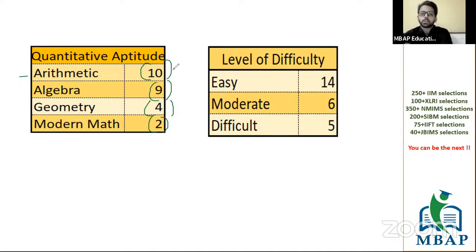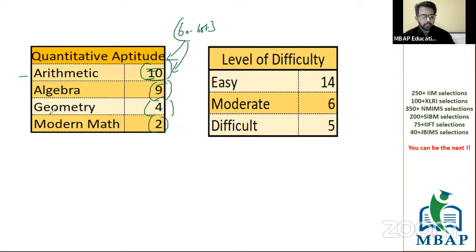Now, this is what you can expect in the paper to come up. Majorly, you can expect 60 to 65% of your paper to be predominantly weighted by arithmetic and algebra only. Is this clear? I'm again repeating, more than 60% of your paper is going to be heavily weighted by arithmetic and algebra. The proportion of geometry and modern math questions has gone low all the time.